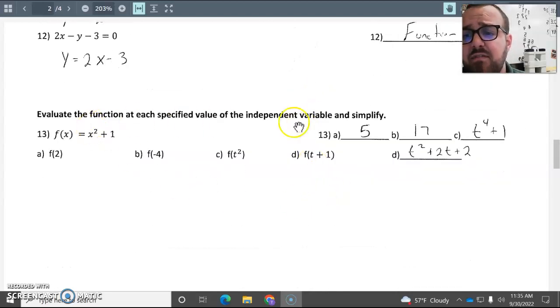And then evaluating, plugging stuff in. Can you plug into your function different variables, expressions, and so on? That's just simplifying. Can you do that? All right.